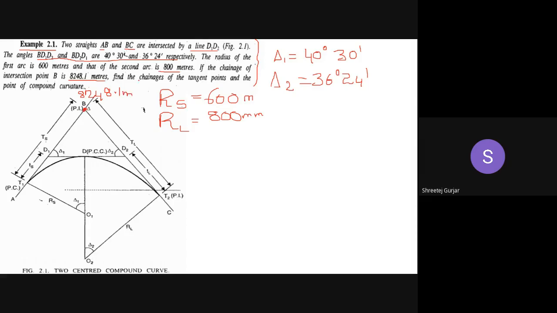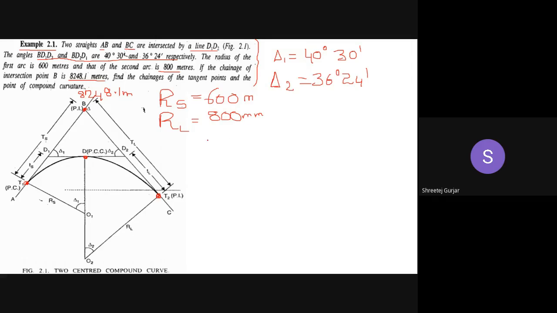Find the chainages of the tangent points T1 and T2, and of this point D, which is the point of common curvature or point of compound curvature, PCC. We have to find these three chainages. This is what is given in the problem statement.